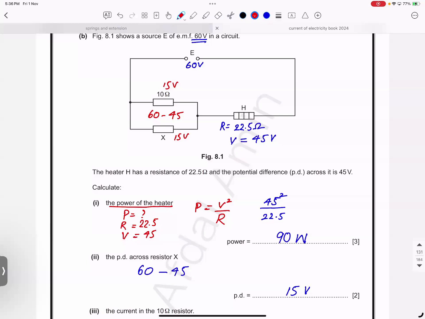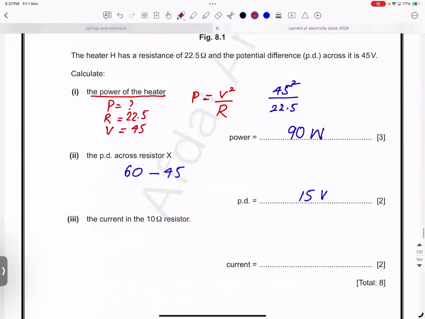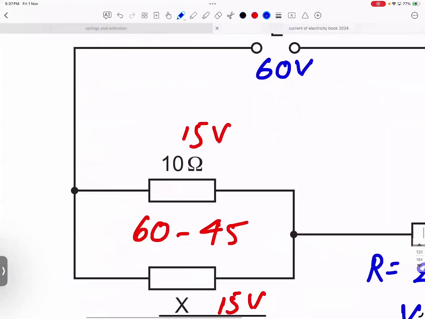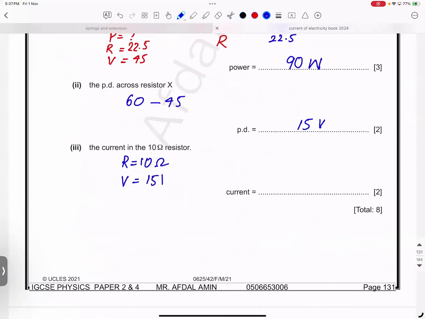Current in 10 ohms. Easy. For 10 ohm resistance, voltage I already told you, how much? 15. So current will be V over R, 15 over 10, 1.5 amperes. Thank you.